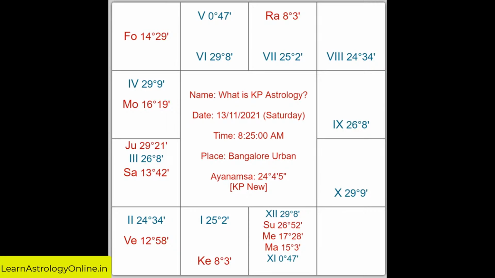Another example of aspect is Sun aspecting Jupiter. I'll show you how. Sun is in Libra at 26:52. At precisely around 93 degrees from where Sun is posited, Jupiter is posited in Capricorn at 29:21. This is called the square aspect, and this will keep each other in check. Jupiter will not be allowed to do great work because Sun is aspecting Jupiter from the 12th bhava. So keep that in mind as well.